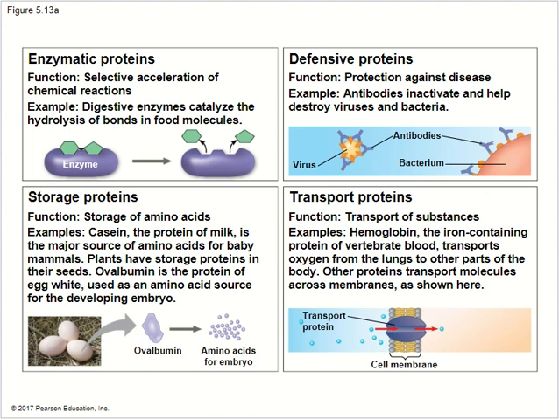There are defensive proteins, such as antibodies, which are able to find pathogens or help cells find pathogens. There are storage proteins. And then there are transport proteins. Transport proteins are embedded in cellular membranes, and they allow or aid in certain types of material crossing the boundary between the external environment and the internal environment of a cell.